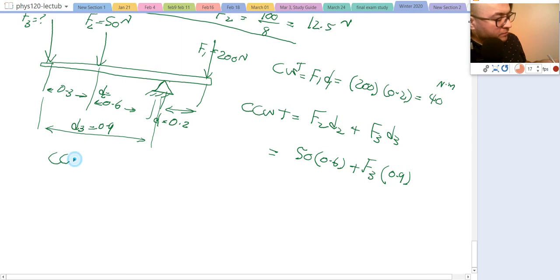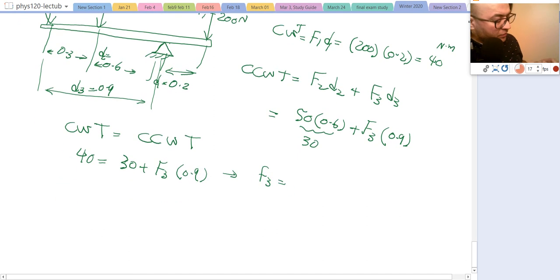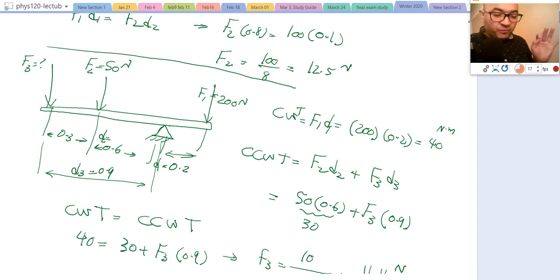Now I can say clockwise torque is equal to counterclockwise torque. Clockwise torque is 40, counterclockwise is 50 times 0.6, which is 30, plus F3 times 0.9. The answer for F3 is 40 minus 30, which is 10, divided by 0.9, so the answer is 11.11 Newton. Now look at the magic, right? On one side you have 200, on the other side you have 50 and 11.11. With a 50 Newton and the other force, they can balance 200 Newton.